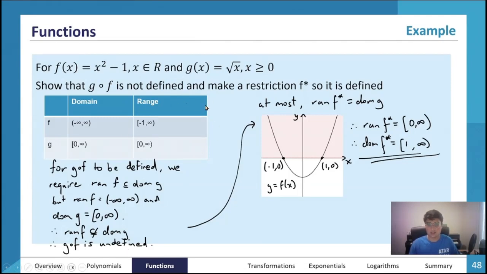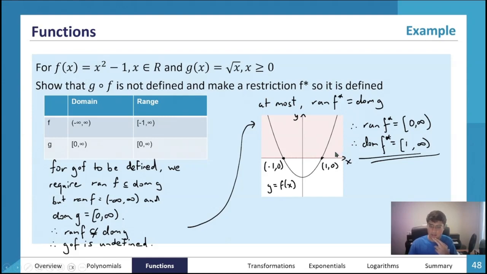The second part is make a restriction f star so it's defined. What we then require is, well, we want the range of f star to be a subset of the domain of g. So that means at most, if we're looking at the biggest possible range that f star can have, it would have to be equal to the domain of g. Now the domain of g, as we saw in our table, is 0 to infinity. So we set the range of f star equal to 0 to infinity. Then we draw out the parabola. So we've got the parabola here.